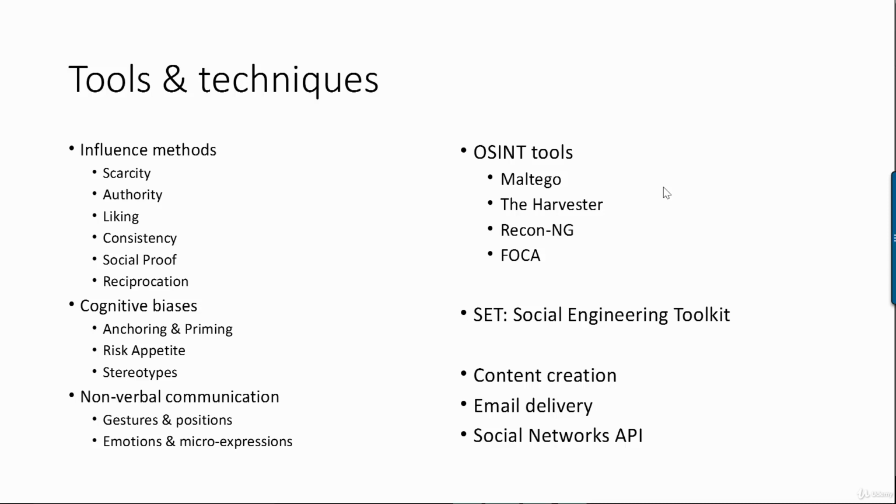Okay, so what are the tools and techniques that could be used in order to execute those attacks? To conduct the described methods, to apply those methods in order to gain advantage of the human factor and social engineering.